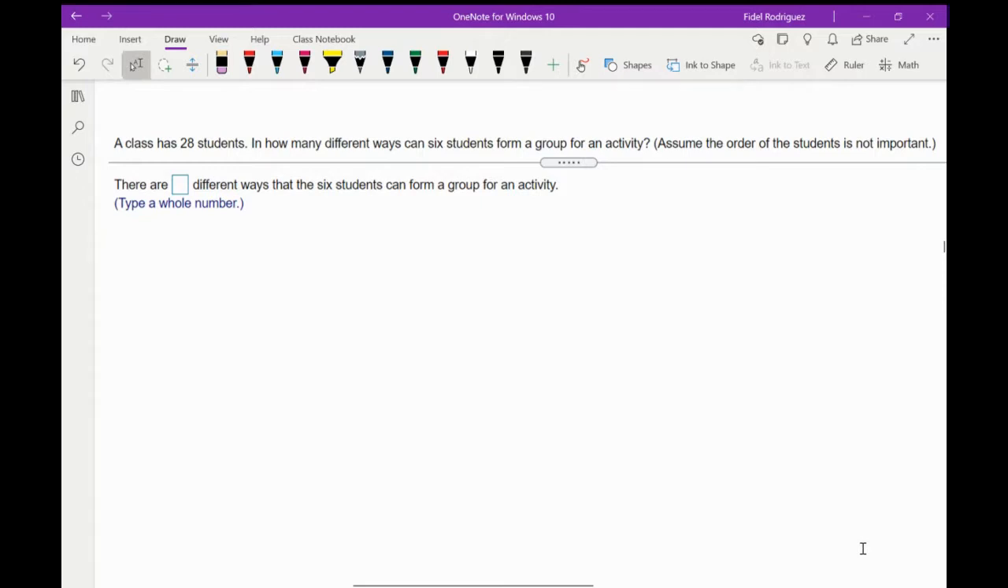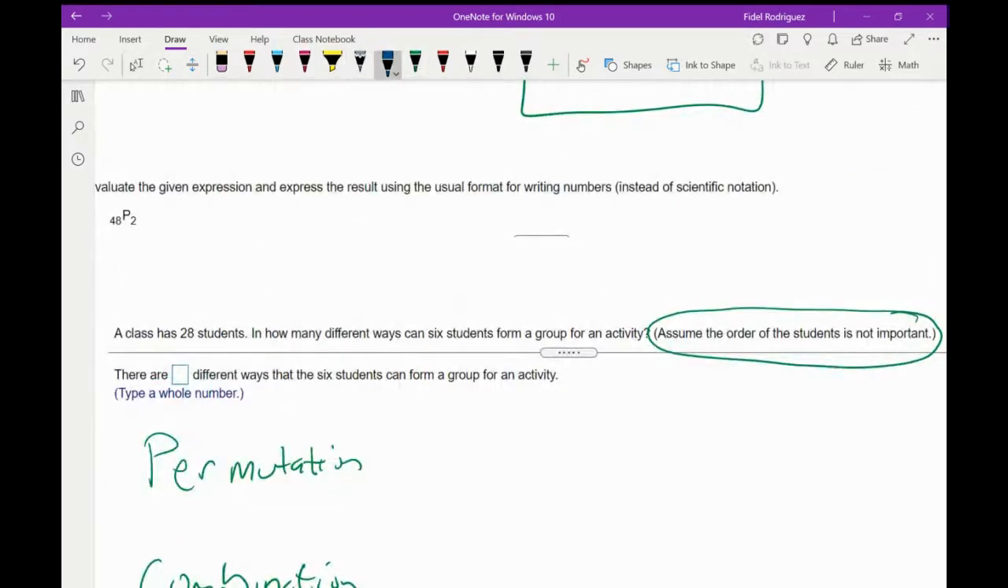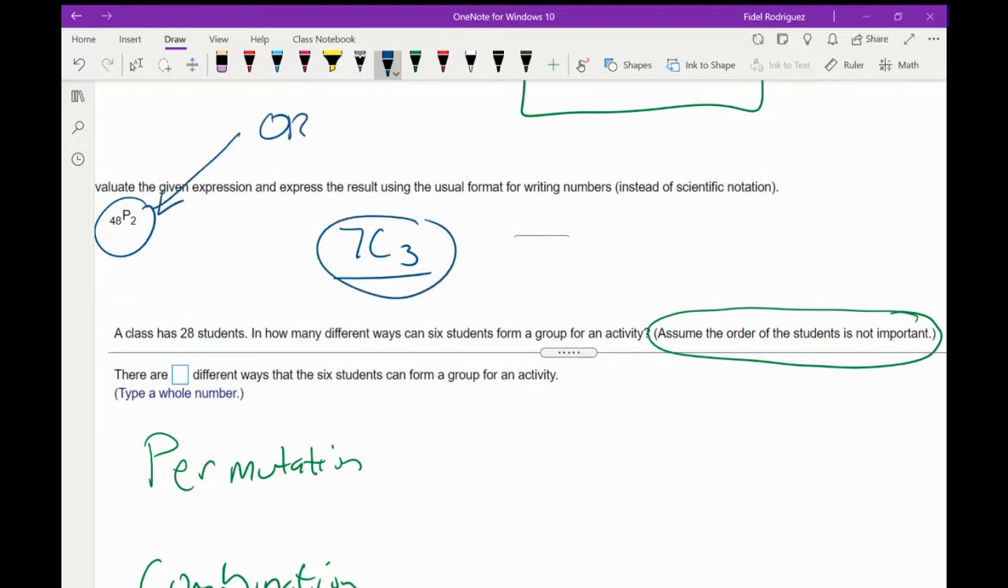It says a class has 28 students, and how many ways can 6 students form a group for an activity? What's really important here, y'all, is that they're telling me that the order of the students is not important. Okay, so before I go on, I'm going to mention 2 things. In the problems that we just did a little while ago, the ones that Cynthia asked me about, I'm going to pull those up real quick. Remember when we did this one here with the permutation, and then the other one we had something like this. In this one here, the order is important.